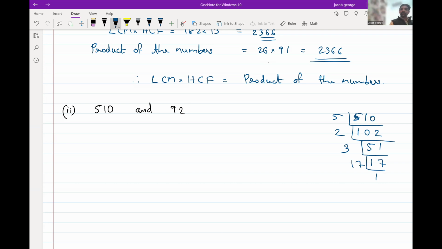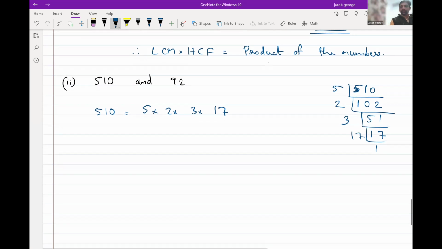So we got 5 into 2 into 3 into 17. So 510 we got like this: 5 into 2 into 3 into 17. If you change the order, it is not a problem. We studied in the fundamental theorem of arithmetic: you can change the order, but these primes will be there.